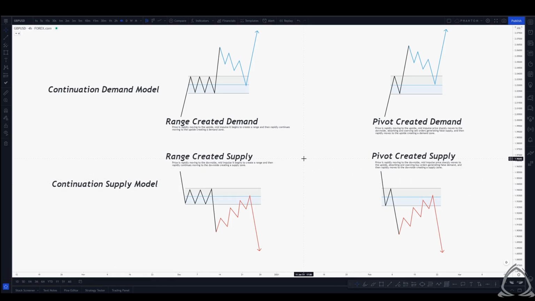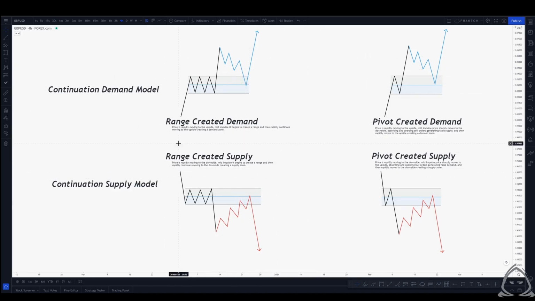Now, building on what we learned of the creation of zones in the first video, we're going to be looking at the continuation of demand and supply using ranges. If we're looking at continuation patterns using these models, what we would see for a continuation demand model would be an impulsive move to the upside. We'd be seeing a market moving to the upside. We would see that range being created, that sideways price action. We would then see price expand out of that range rapidly. And again, we're not trying to trade the break of that range, but instead we're waiting for price to return back into that range, that demand zone, to look for our entries.